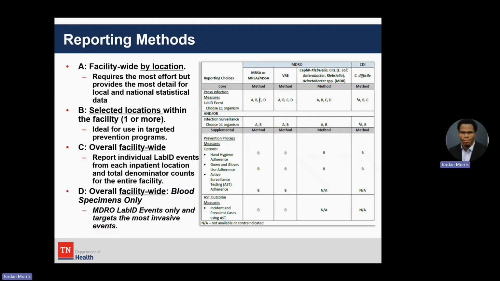For A, facility-wide by location, it reports for each location separately and covers all locations in the facility. For method B, selected locations within the facility, it reports separately for one or more specific locations within the facility. This includes reporting individual events and denominator data for each of the selected locations.